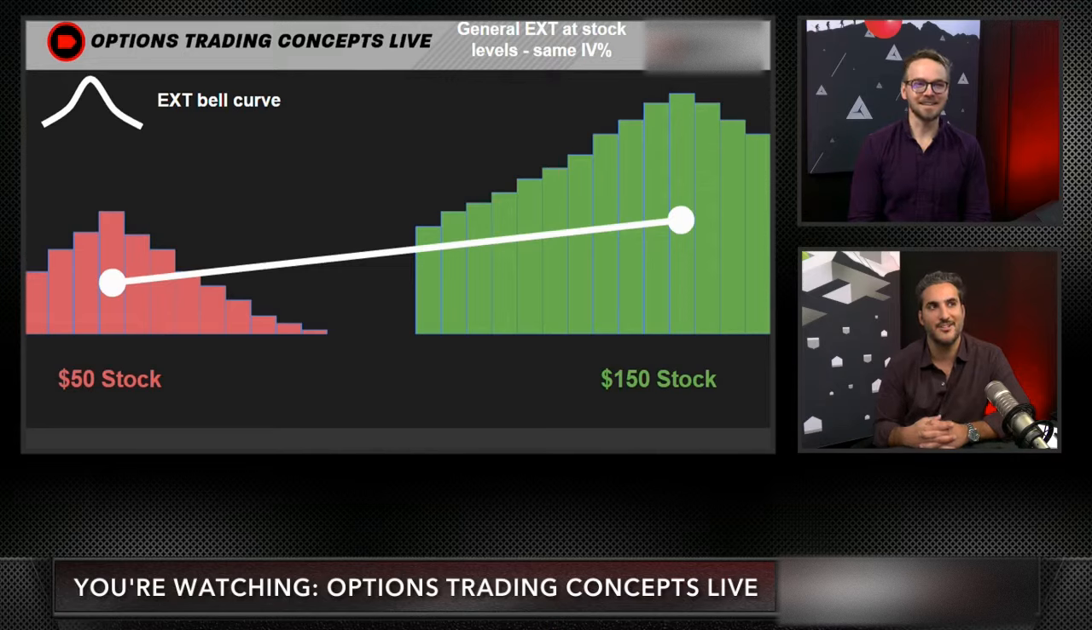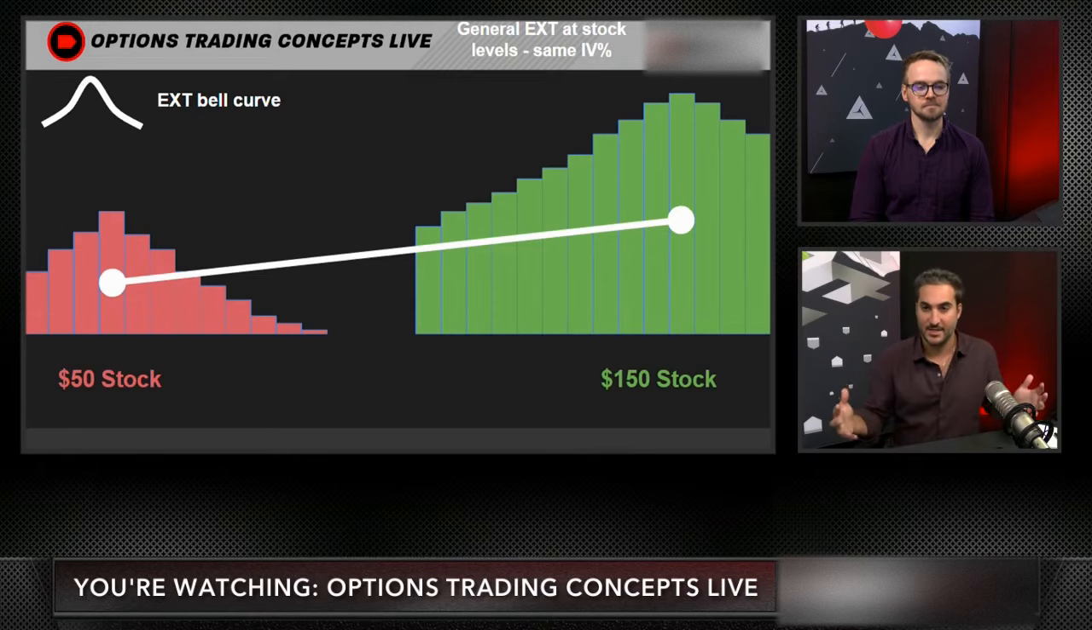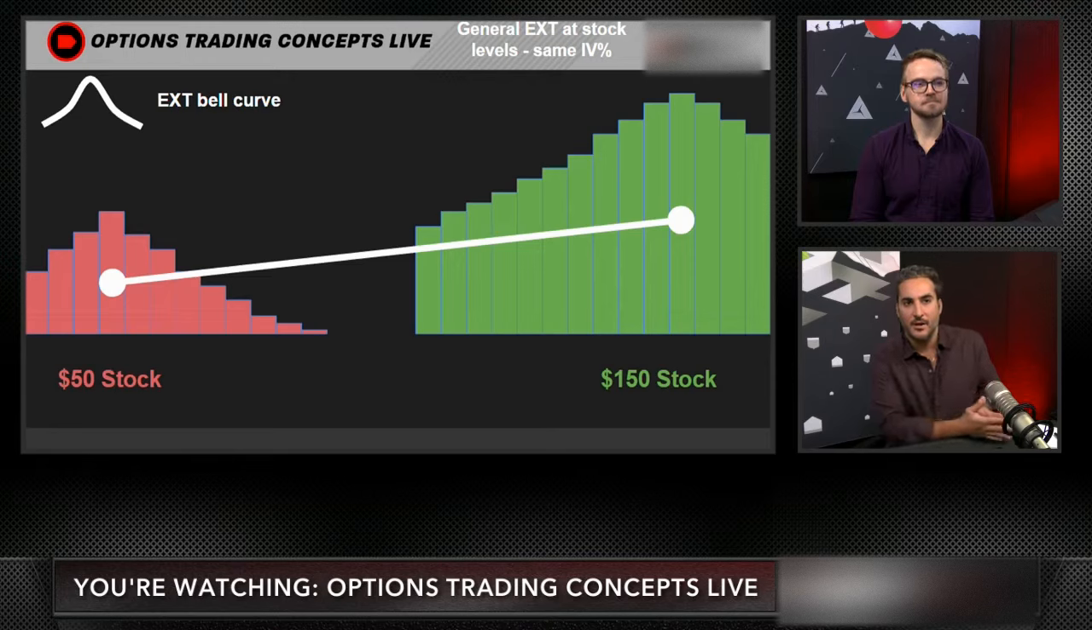Yeah. So this is just a general look at extrinsic value relative to a stock price, right? So if you have a $50 stock, if the volatility is the same, a stock that's $100 would just have double the extrinsic value at those same strikes. So it would be a linear type of bell curve if you went from a $50 stock to a $100 stock or a $150 stock, assuming volatility is the same.